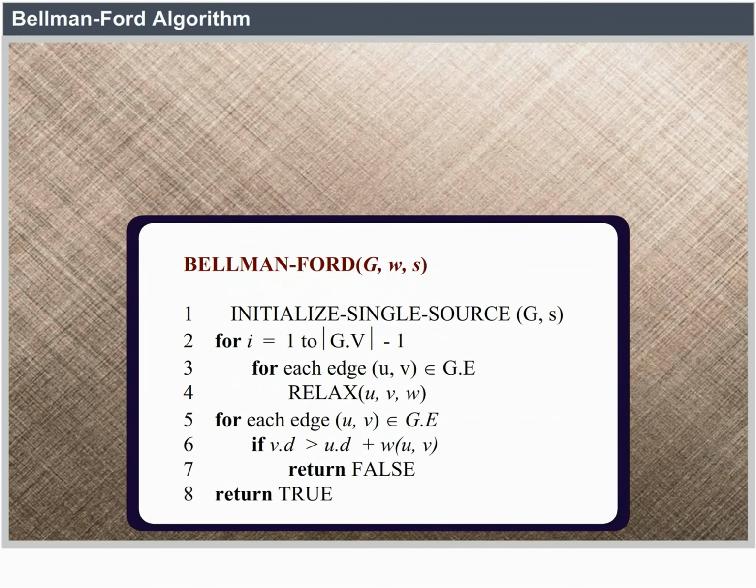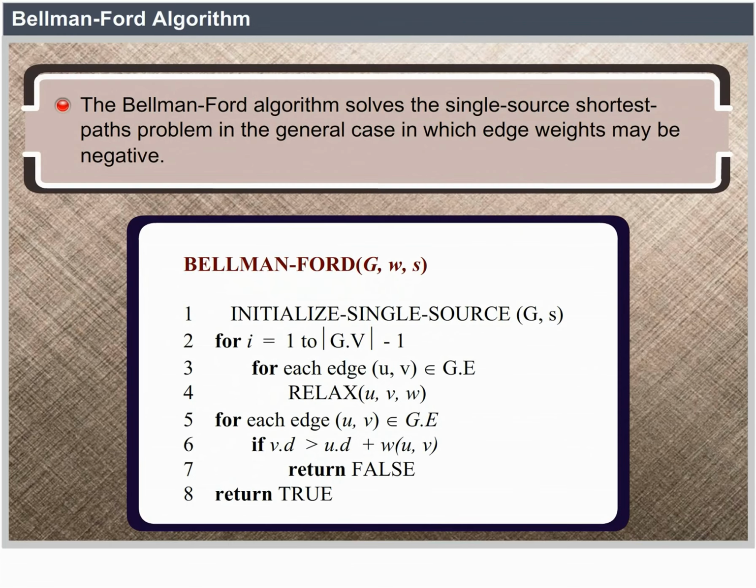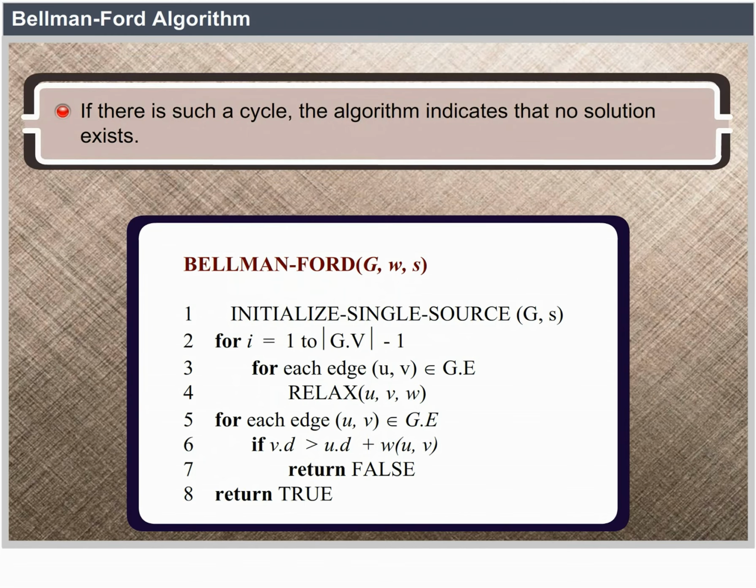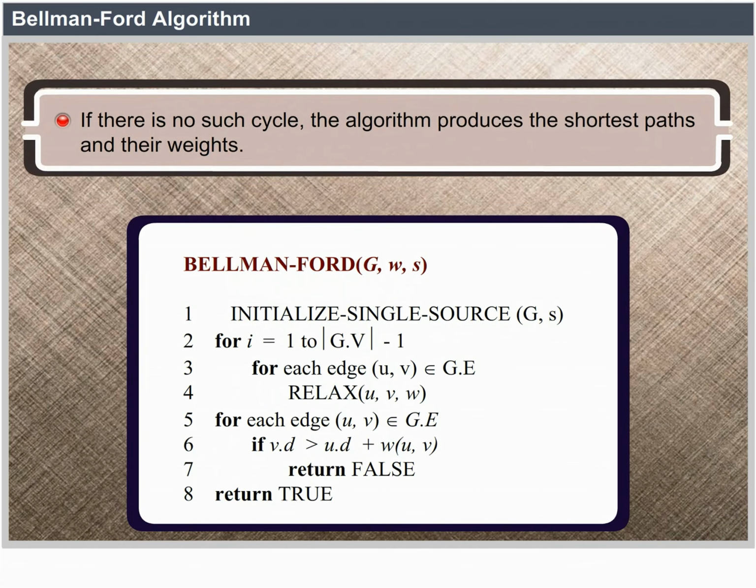Bellman-Ford algorithm. The Bellman-Ford algorithm solves the single-source shortest path problem in the general case in which edge weights may be negative. Given a weighted directed graph G = (V, E) with source s and weight function w: E → R, the Bellman-Ford algorithm returns a Boolean value indicating whether or not there is a negative weight cycle that is reachable from the source. If there is such a cycle, the algorithm indicates that no solution exists. If there is no such cycle, the algorithm produces the shortest paths and their weights.